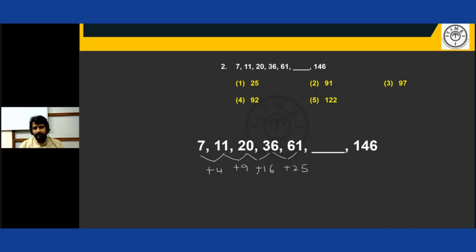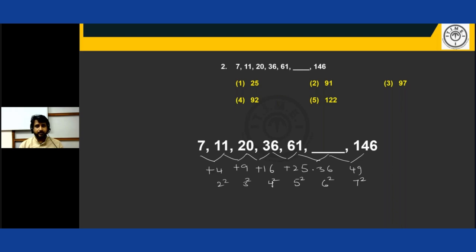What are these numbers? Are you able to recognize these numbers? 4, 9, 16, 25. Squares of natural numbers. 2 square, 3 square, 4 square, 5 square. So what will be next? 6 square. And then after identifying the missing one, you need to cross check it. So it should be 36, and then 49. 6 square and 7 square.